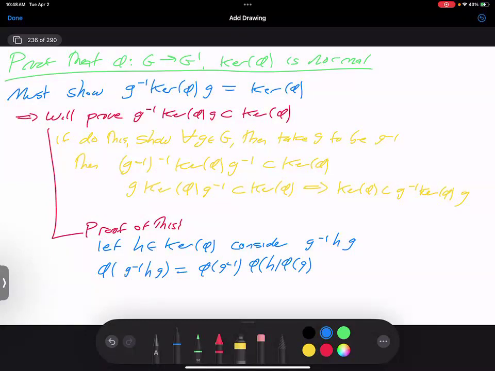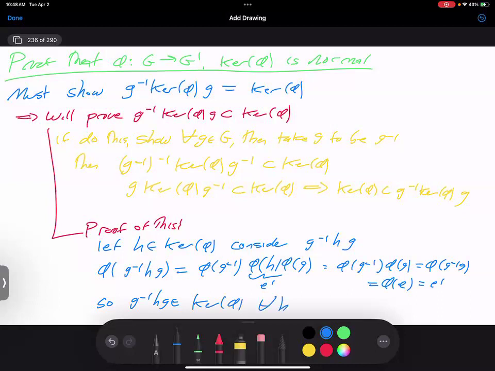It's the identity, because this lives in the kernel. So this is just phi of g inverse, phi of g, which is phi of g inverse g, which is phi of e, which is e prime. So g inverse h g is in the kernel of phi for all h in the kernel of phi. And that finishes the proof.